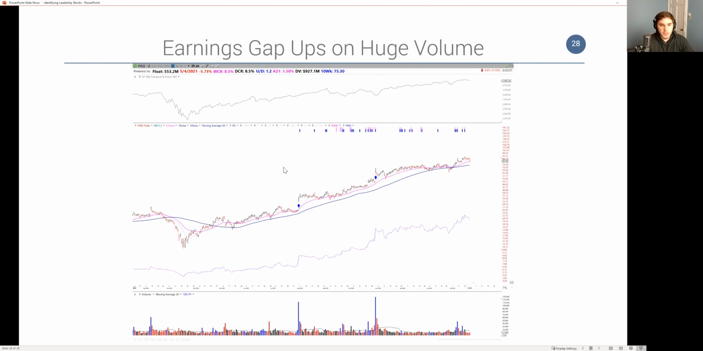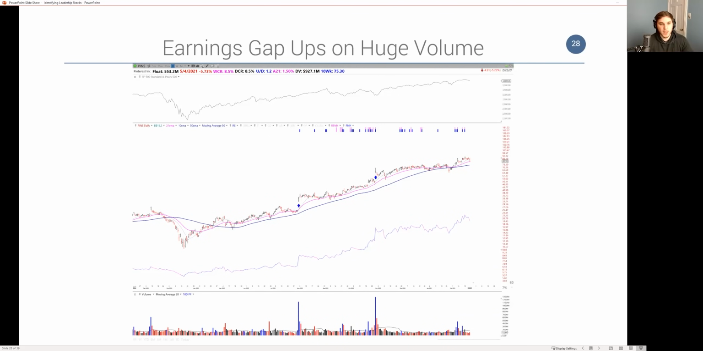And here we've got Pinterest, and we all know what happened. All the way in August, it had a huge gap up on volume, held it, frustrated a lot of people, but since then it's gone from about 35 all the way to now 80.98. So this earnings gap up can be the start of a major uptrend. And we saw that in so many different examples this year.